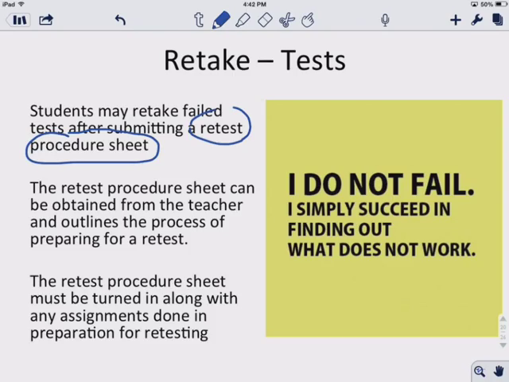The retest procedure must be turned in along with any assignment done in preparation for the retest. So we need to make sure that we have made up work, and we don't want to have any zeros going into a retest. We can make up all the UT Quest that we missed in the UT Quest late class. You can have all of that stuff done, and then you can take your retest and do well on it.